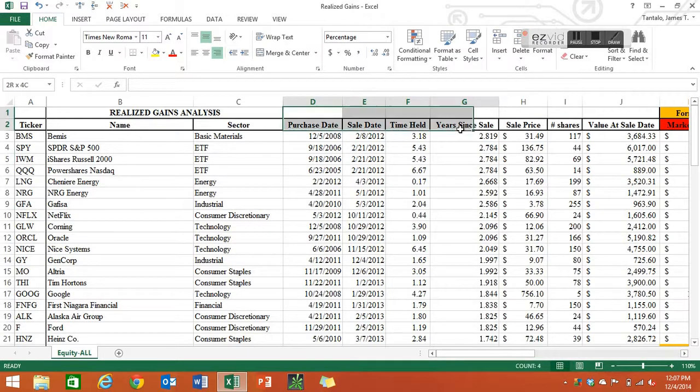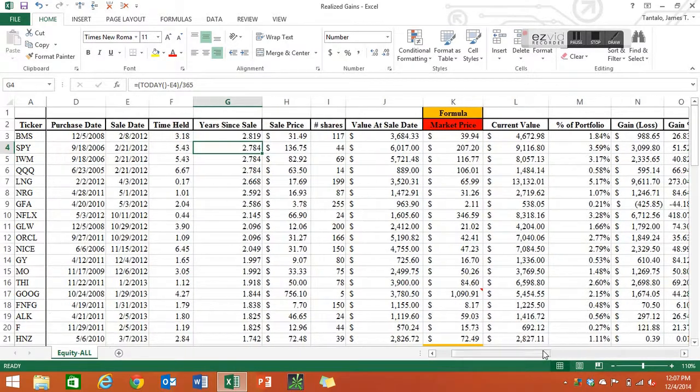Our fourth one in this group here is years since sale, and this is how many years have gone by since we've sold the product, what we sold it at, how many shares we sold, and what the value was at that sale date. After that, it gets into what the current value is based on the market price and whether or not we had a gain or loss.